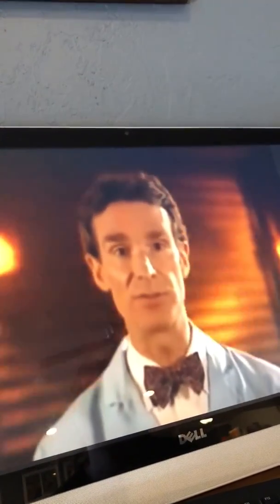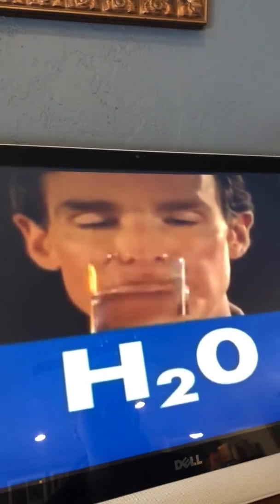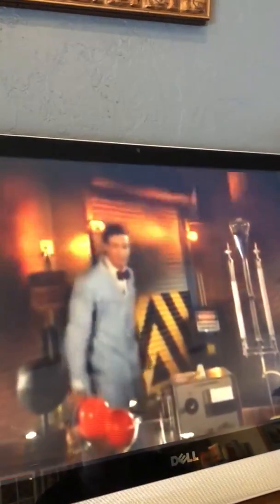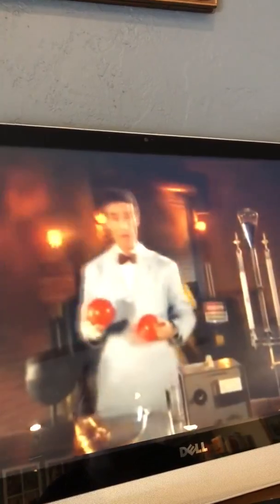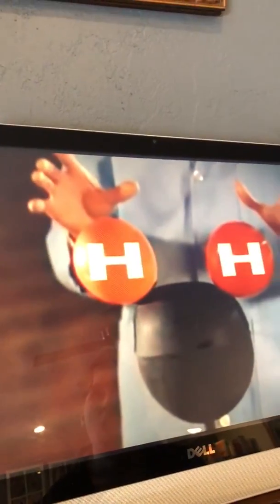How do we know that atoms combine to make molecules? Well, please, consider the following. This is H2O. Water. 2 parts hydrogen and 1 part oxygen. When the atoms come together, they stick. Okay, but how do we know? Well, take a look at this.